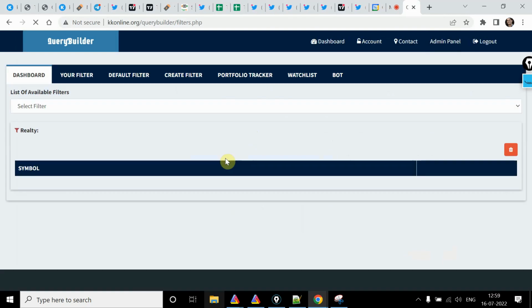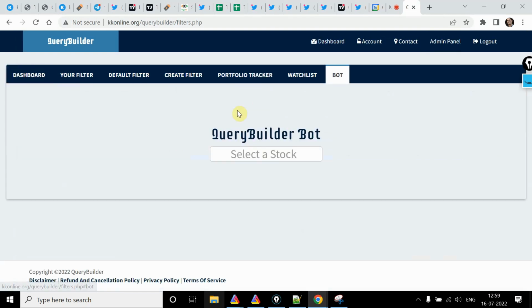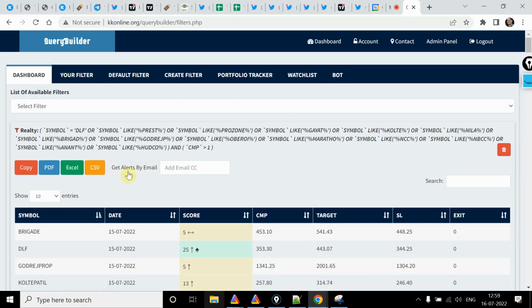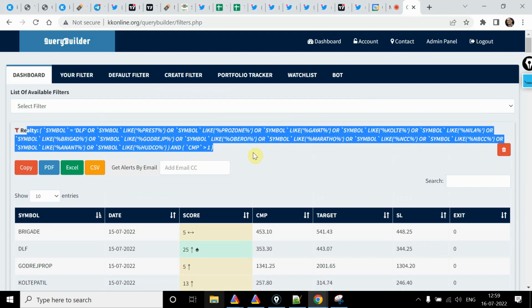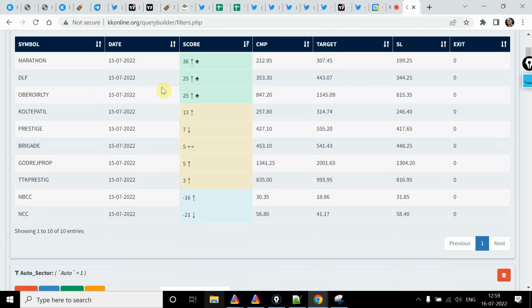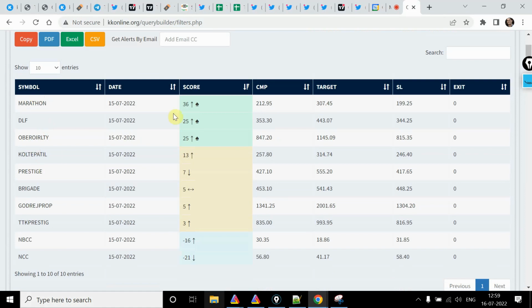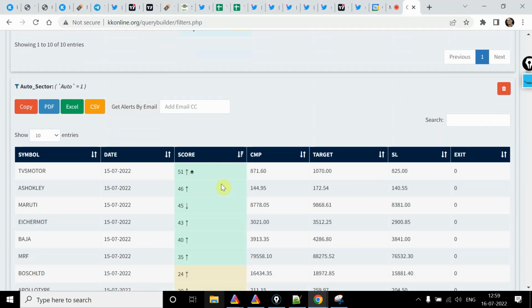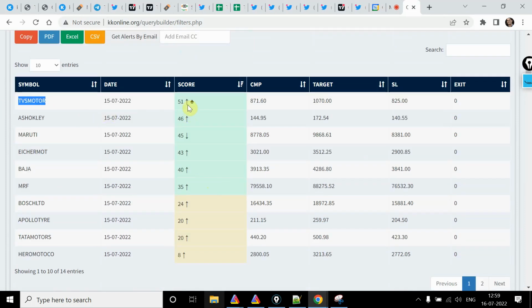Let me just quickly show it to you. For example, you are looking for insecticide for now. Over here, I see the score is 53, CMP is this, target is this, stop loss is this, it is not an exit. Similarly, if I have the dashboard over here, I want to check realty stocks. It will give me a widget on realty, showing how they are placed. Out of all the realty stocks, the topper has been Marathon, and the second and third are DLF and Oberoi Realty. These have been doing good compared to others. Similarly, for the auto sector, if I want to check how they have been placed, TVS Motor has been doing wonderfully well compared to others. But then these are also in bullish momentum.